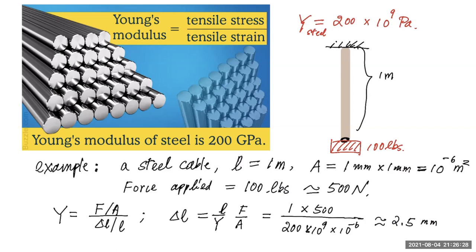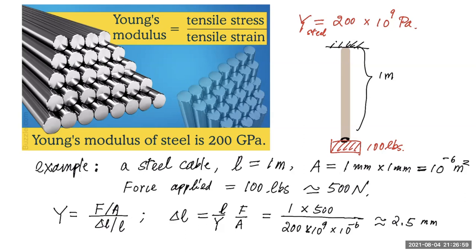Roughly speaking, 1 pound is about 5 newtons. Or more precisely, 9.8 newtons is equivalent to 2.2 pounds, but roughly 1 pound for 5 newtons. So 100 pounds is roughly 500 newtons. It shouldn't be too far. Divided by the area of the cross section, 10 to the negative 6. If you do the math, you get 2.5 millimeters. Okay, so that makes sense.